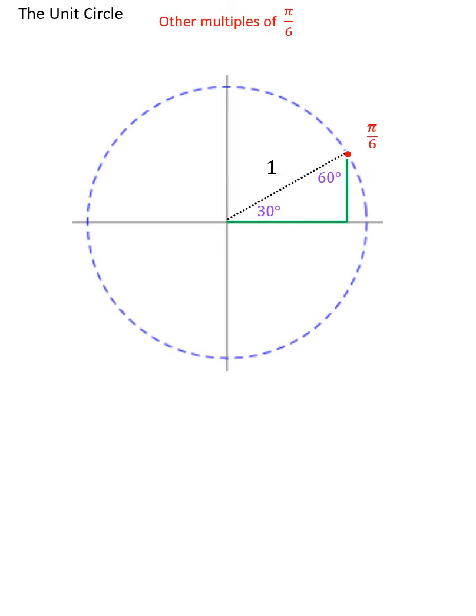I'm going to use that fact in my particular triangle. So if this distance is 1, then this side, which is opposite the 30, must be half of the hypotenuse, which is half of 1, which is a half. And now I know the length of one of my 2 sides.